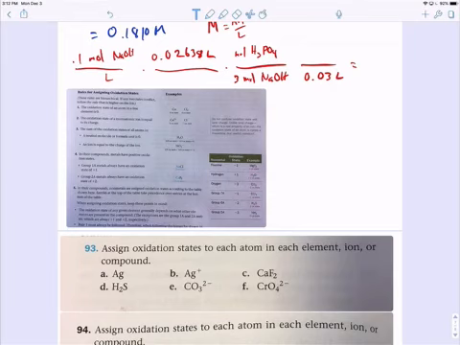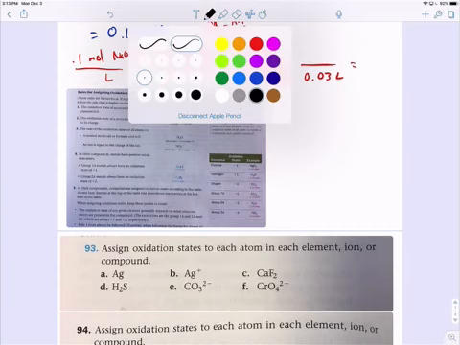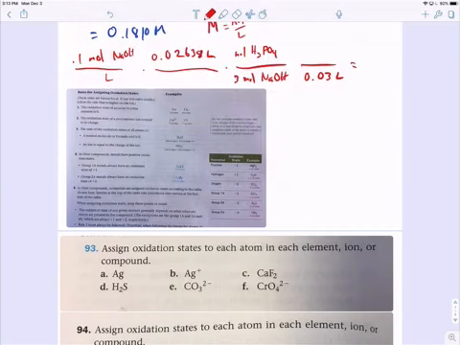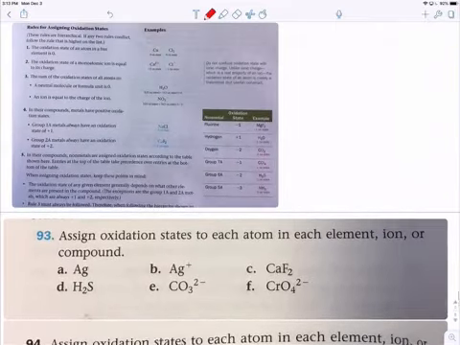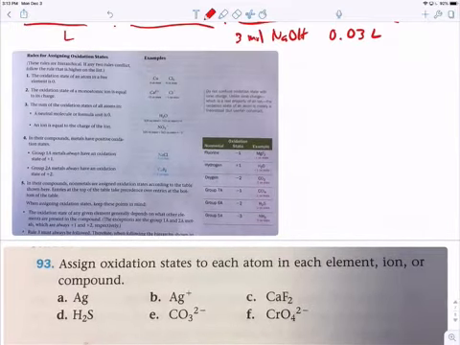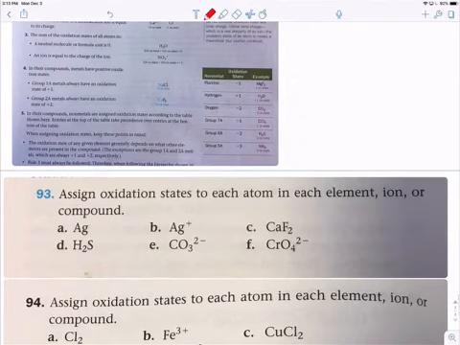But here we go. So you're given the rules of oxidation states. And let's just go ahead and assign some of these. And these rules are hierarchical, meaning rule number 1 is more important than rule number 2. So assign each atom, element, or ion an oxidation state. So silver, number A, it's a free element, so its oxidation state is 0. Silver plus 1 ion, its oxidation state is the charge of the ion.